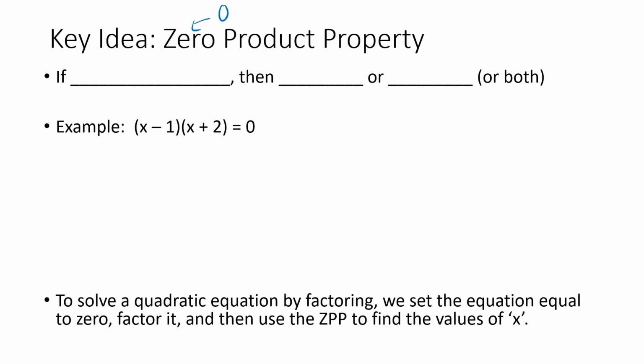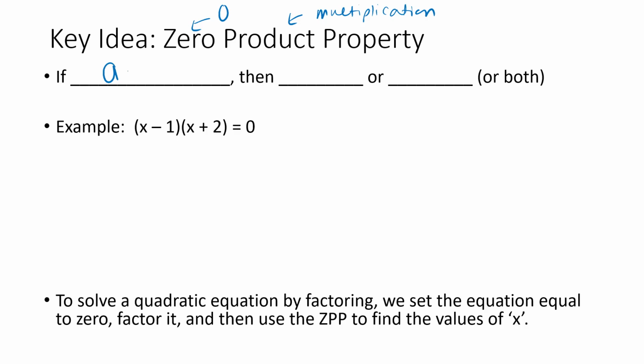Zero refers to the number zero. Product refers to the result of multiplication. And then a property is just a rule or some general principle that we can use in math. So this has something to do with zeros and multiplying. Here's what the zero product property is.